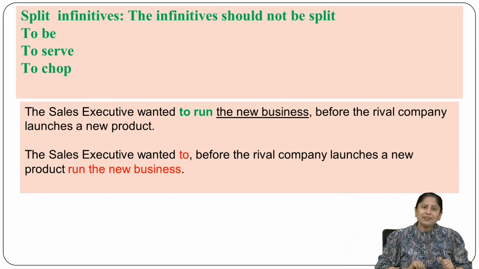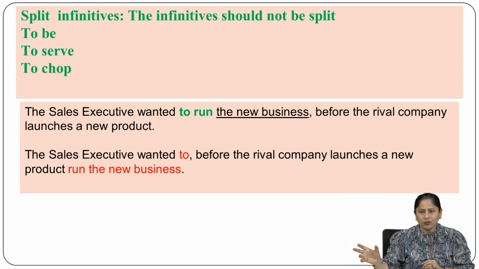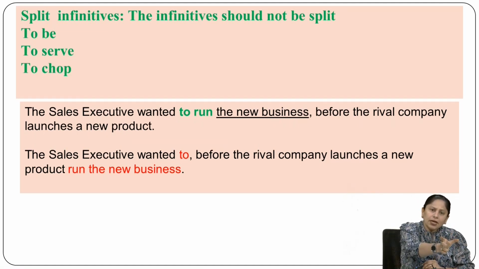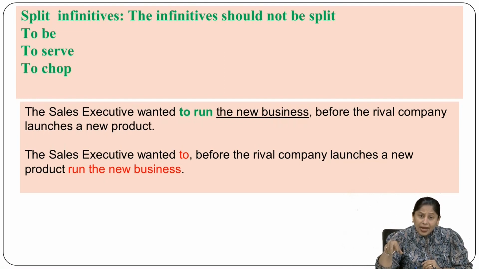Look, split infinitives. The infinitives should not be split, for example, to be, to serve, to chop, to run. When there are infinitives, I think you know that they generally come before the verb: to do, to ask, to act, to work. And when the infinitives are split, they are in two parts. To comes in the beginning part of the sentence and be comes in the second part, or to comes in the middle part of the sentence and serve comes in the end part of the sentence.